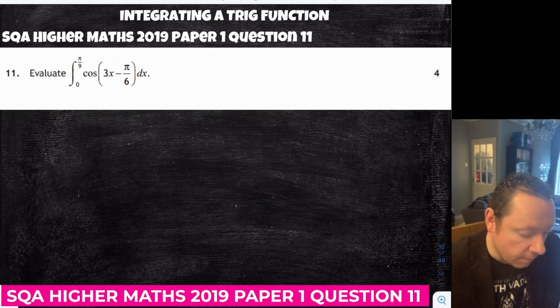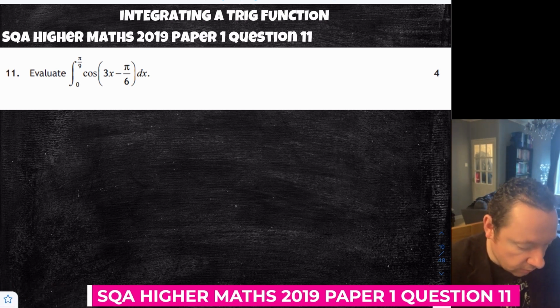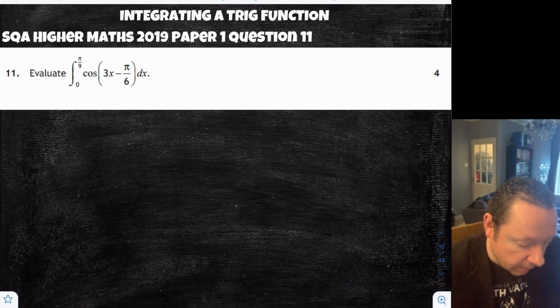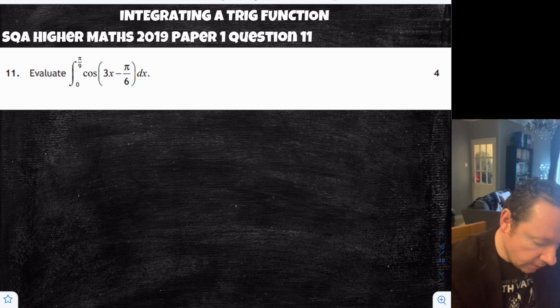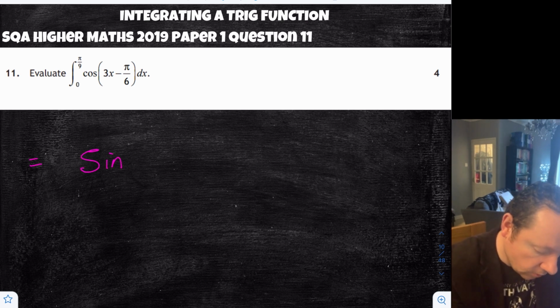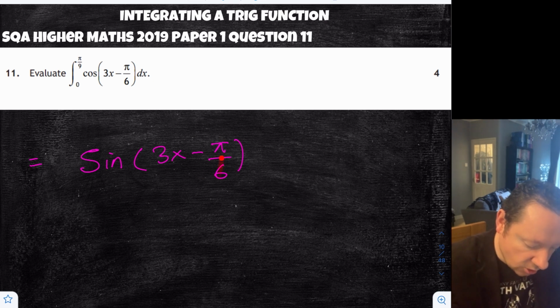Okay, integrating a trig function again with a chain rule. We've got Higher Maths 2019 Paper 1 Question 11. Evaluate the integral between 0 and pi over 9 of cos 3x minus pi over 6 dx. Exact value question as well, because it's non-calculator. So let's start integrating. That becomes cos goes to sine, remember. We're looking at the start of the exam paper. The whole function 3x minus pi over 6. But then we need to differentiate this. Well, that's just a number, so that's nothing. That becomes 3. So divide by 3.